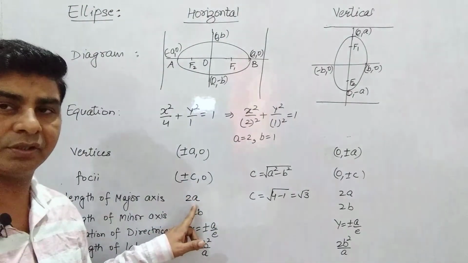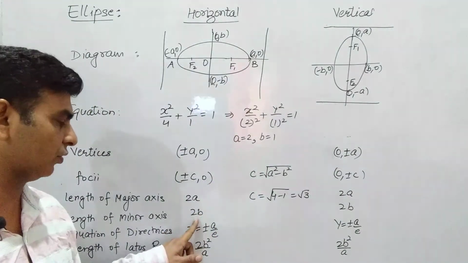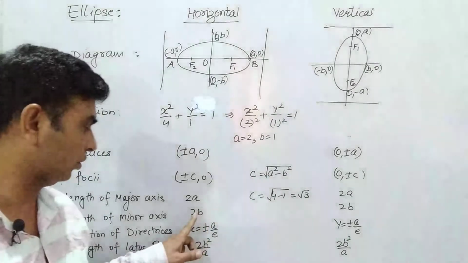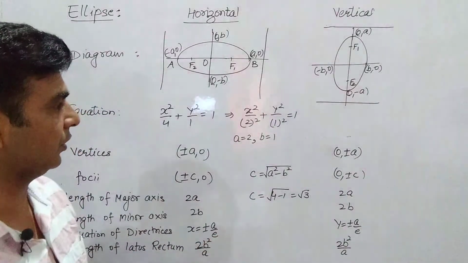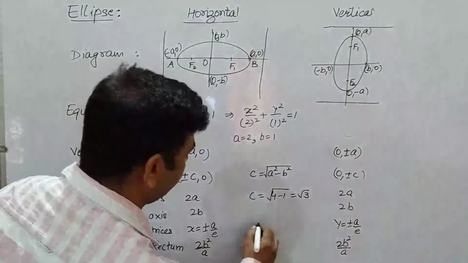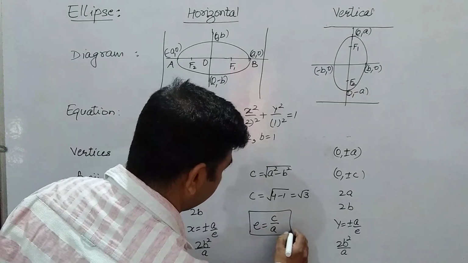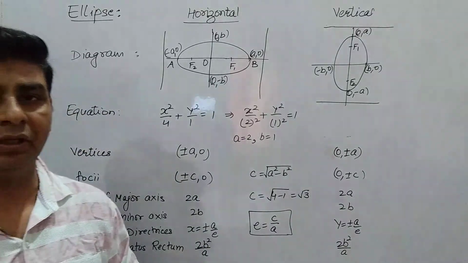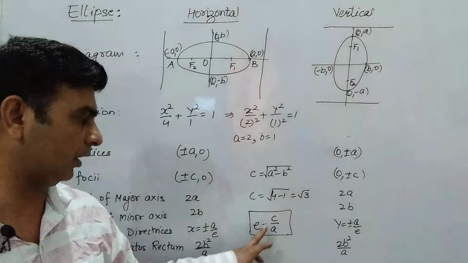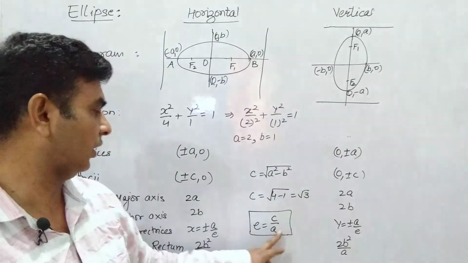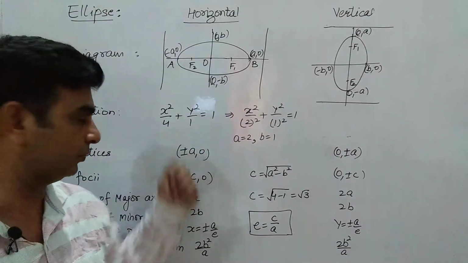What is the length of major axis? This is given by 2a, which is 2 into 2, 4. What about length of minor axis? This is given by 2b, 2 multiplied by 1, which is 2 again. Now one more thing about the eccentricity. Eccentricity can be obtained by e is equal to c by a. Whenever you are asked to find the value of eccentricity in which c and a both are given to you, then you can find the eccentricity by this formula c upon a. c is given by root 3, a is 2. So the eccentricity of this ellipse will be given by root 3 by 2.